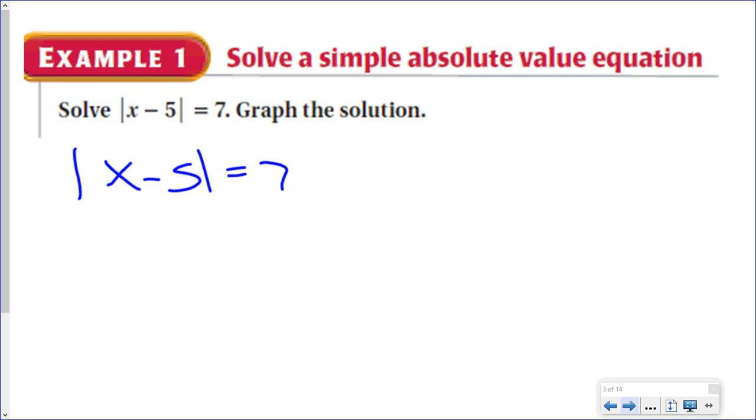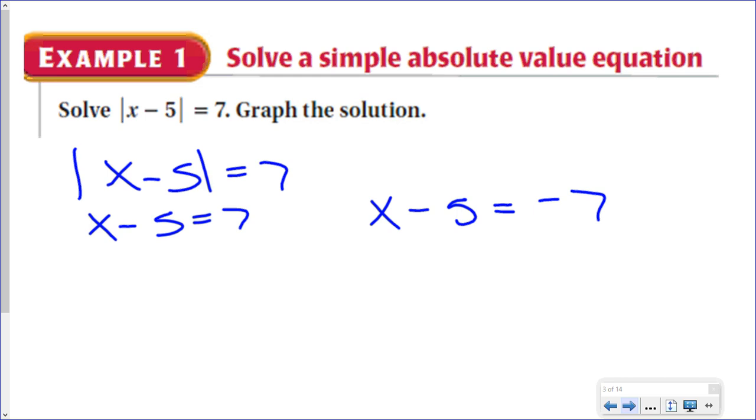Absolute value has two answers. To get your two answers, here's what you do. You take the original, and you write it as you see it, except you drop the absolute value. The second one, you write the equation, except you switch the sign across from the absolute value. So we're going to turn it into a negative 7.